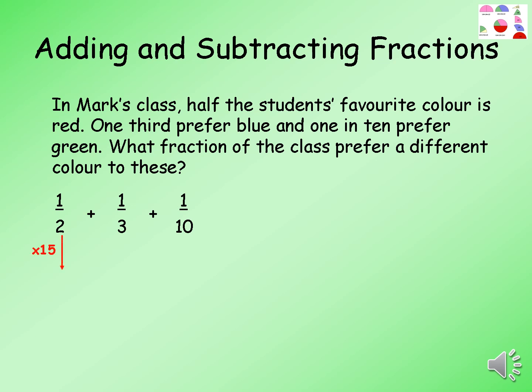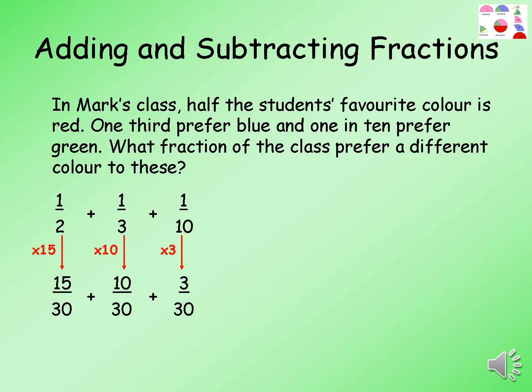So 2 has to be multiplied by 15, so we must do the same to the top number, 15/30. And 3 had to be multiplied by 10, so we must do the same to the top number, and 10 had to be multiplied by 3, so we do the same again. So this accounts for the taste, and of course we've got the little bit left over, which is what the question is.